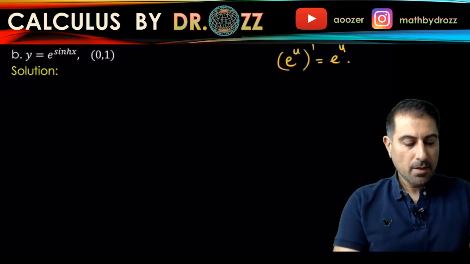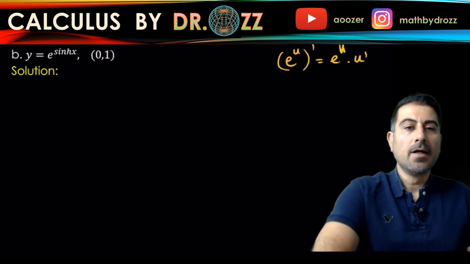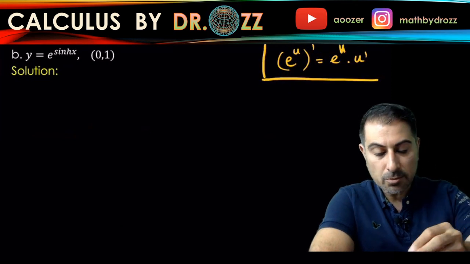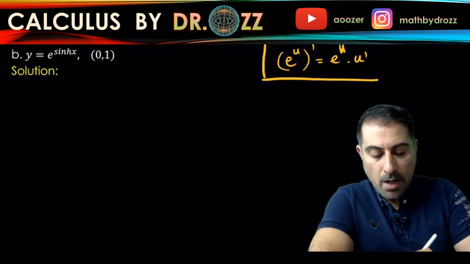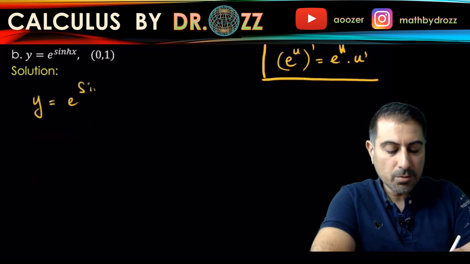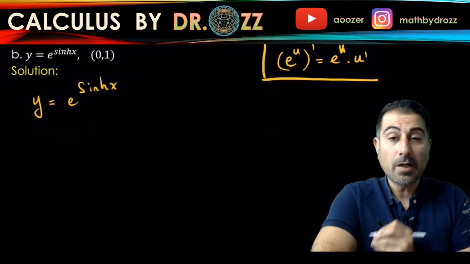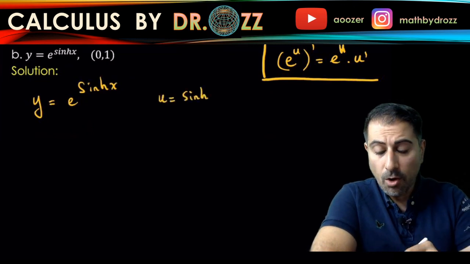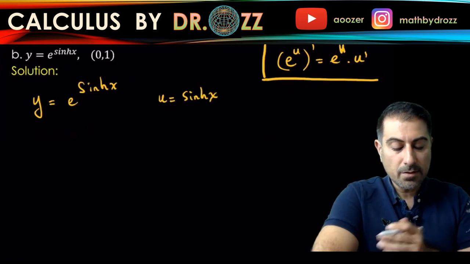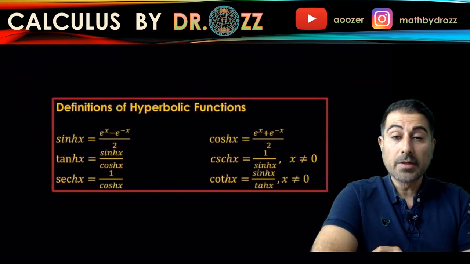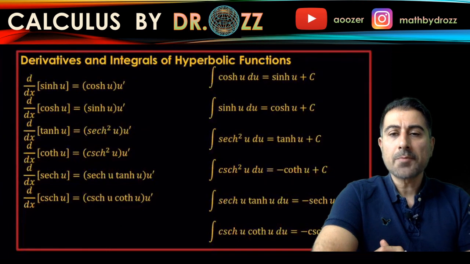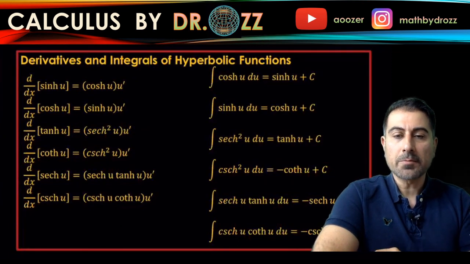Please convince yourself that this e to the u comes with the derivative e to the u prime, and that's exactly what I'm going to do here. So y equals e to the sine hyperbolic x, where u is sine hyperbolic x. All I need is the derivative of sine hyperbolic x. And for this, you can use the derivatives and integrals of hyperbolic functions table. Sine hyperbolic u comes with the derivative of cosine hyperbolic u times u prime.